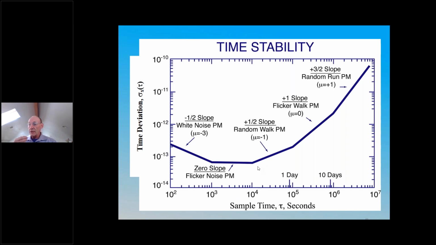For example, if you're trying to do a phase lock loop, you want the attack time to be right near that transition, because any averaging beyond that doesn't do you any good. And you certainly don't want to go past that where you're in the random walk regime and the phase noise is just getting worse.